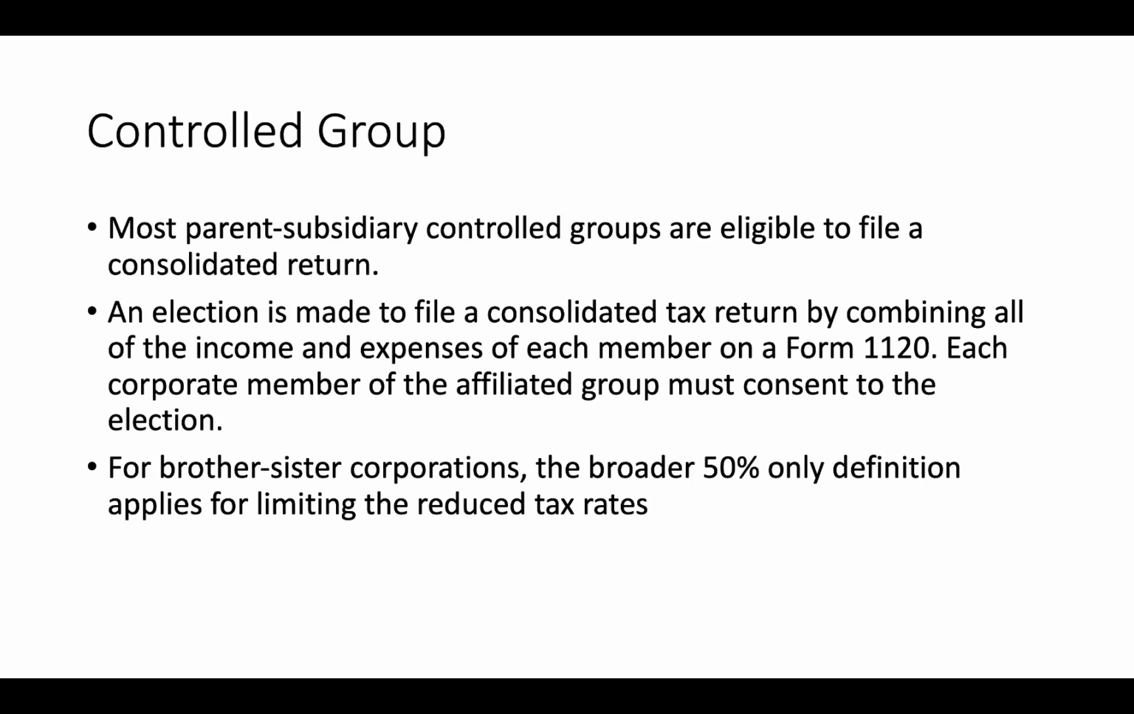All right, some other things about controlled groups. Most parent sub-controlled groups are eligible to file consolidated returns. Consolidated returns are dealt with in more detail in Chapter 8, so we're not going to talk about them quite a bit, but we're just going to hit the high points. So we would elect that for brother-sister corporations if our members agree to do it, and an election would be made by combining all the income and expenses of each member on a Form 1120. And like I said, each corporate member must agree to the election. For brother-sister corporations, the broader 50% only definition applies for limiting the reduced tax rates.